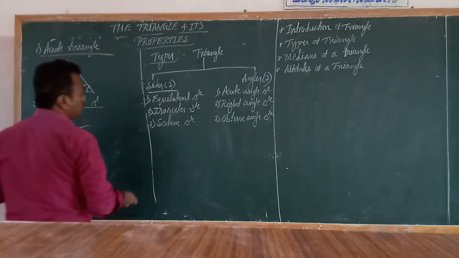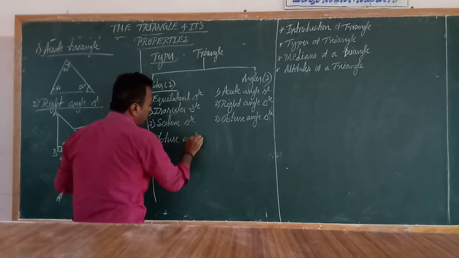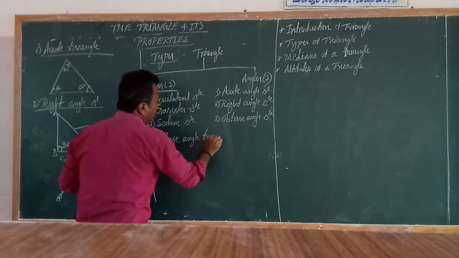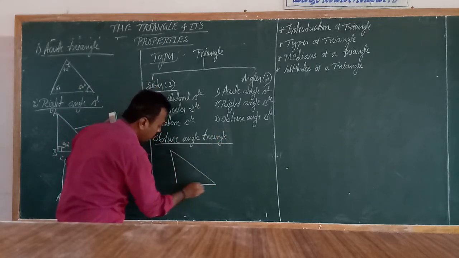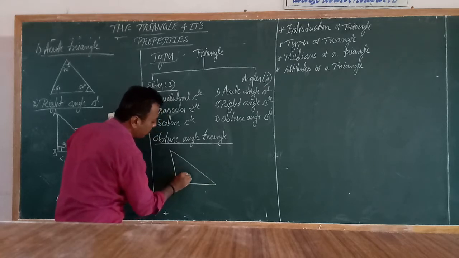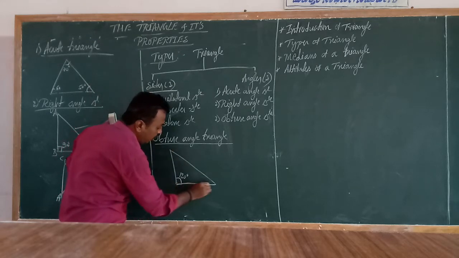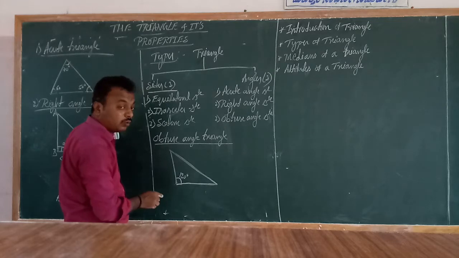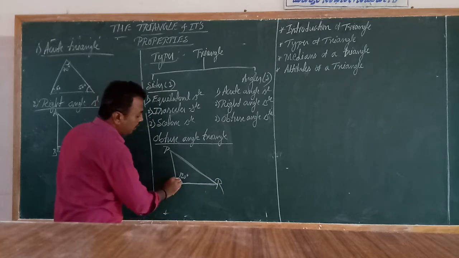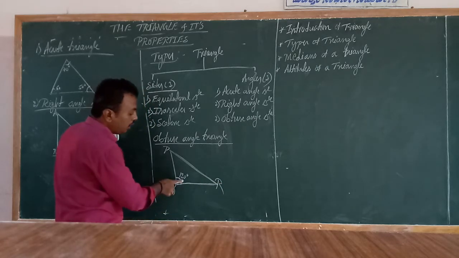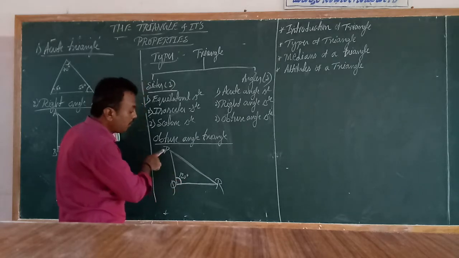The last one, obtuse angle triangle. Obtuse angle triangle means, see students, in one of the triangles, one angle should be more than 90 degrees and less than 180 degrees, that is, any one of the angles should be an obtuse angle. Here PQR is one of the triangles, here Q is equal to 120 degrees. This 120 degrees is greater than 90 degrees, so 120 degrees is an obtuse angle. Therefore, it is an obtuse angle triangle.